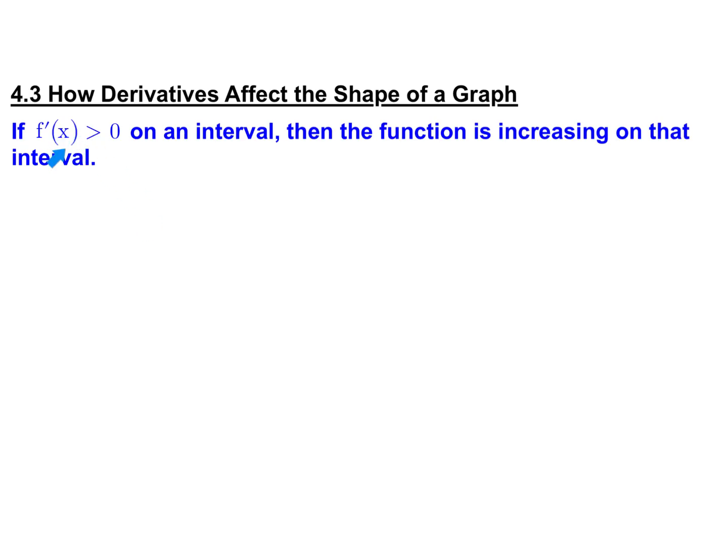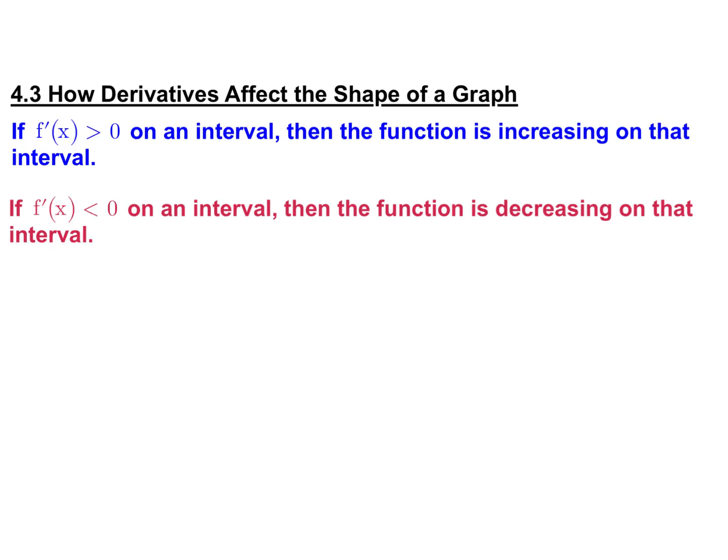Okay, when the first derivative is positive on some interval, then the function is increasing on that interval. If we think about what the first derivative is, the slope of the tangent line, increasing means that the graph is going up from left to right. And if the derivative is negative, then it's decreasing because the slopes are negative as we go from left to right.